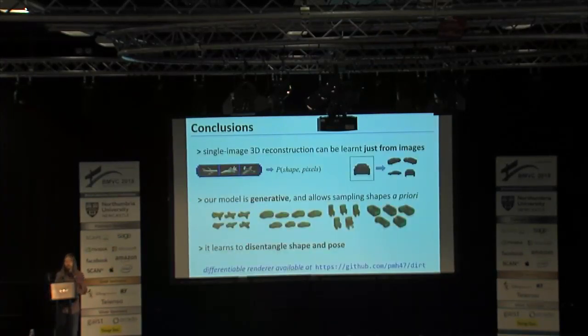And that's all. So to conclude, I've shown that it's possible to learn 3D reconstruction just from 2D images. And to do that, we presented a generative model over 3D shapes, which you can also sample shapes from a priori. And that model learns to disentangle shape and pose.